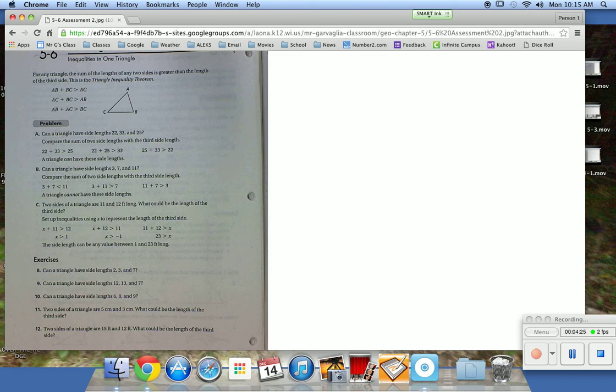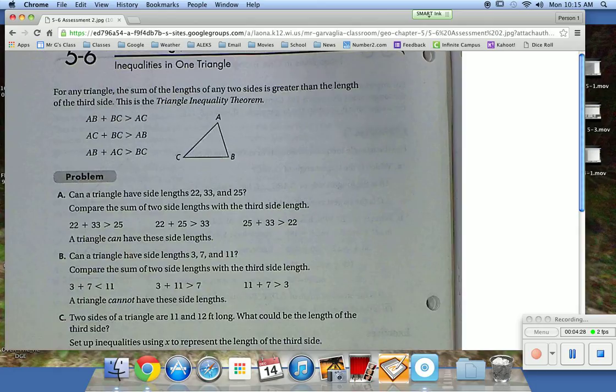Good. For any triangle, the sum of lengths of any 2 sides is greater than the length of the third side. What does that say? The sum of lengths of any 2 sides is greater than the length of the third side. For any triangle. This is called the triangle inequality theorem. It's a theorem you'll need to remember. Triangle inequality theorem.